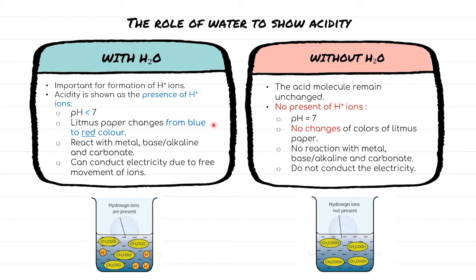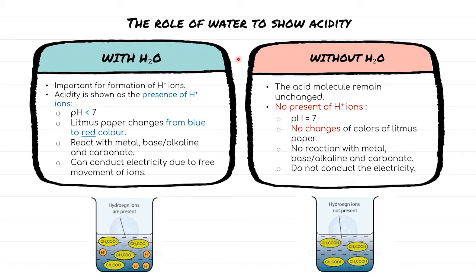to red color. And when an acid shows its acidity, it reacts with metal, base or alkali, and carbonate. It can also conduct electricity due to the free movement of ions. So that is why, when there is water, acidity is shown by the presence of hydrogen ion.